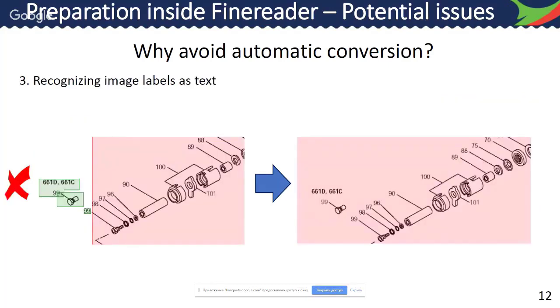The third issue is Finereader's tendency to recognize parts of an image as text. In the screenshot on the left, you see that Finereader decided to convert some text labels as text. And even one bolt on this diagram was considered as text and will be converted to strange symbols. In Word, text next to images will be converted to text boxes, and text boxes are very hard to format due to positioning issues and text expansion.